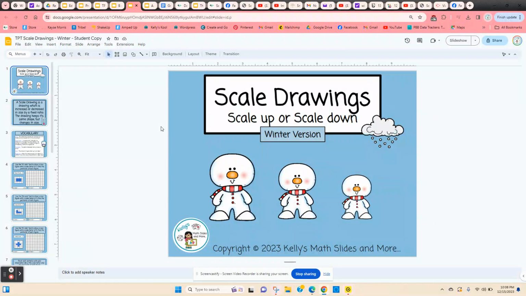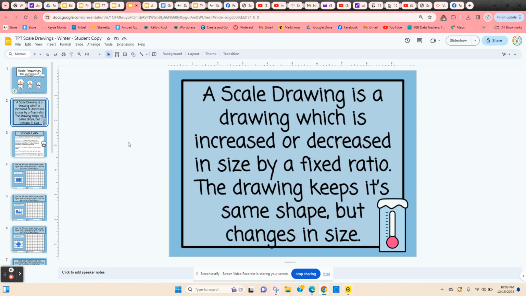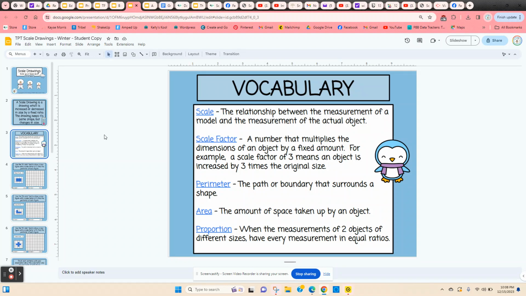Scale drawings. This is the winter version, and this is a digital lesson. It's a lot of fun for the students, and it gives them some practice learning scale drawings and creating scale drawings, and they learn the vocabulary also. So it starts out explaining to the students what a scale drawing is, and then it gives them some vocabulary.